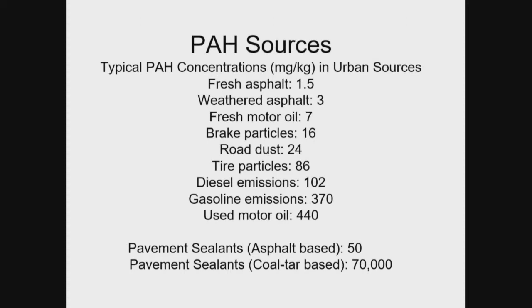So just a little bit at the end here about where this stuff can come from, and I mentioned coal tar several times there. These numbers are sort of a midpoint number when you look in the literature. Fresh asphalt, about 1.5 milligrams per kilogram of PAHs. Fresh motor oil, about 7. Road dust, about 24. Gasoline emissions, about 370. And then asphalt-based pavement sealers are 50, and coal tar-based pavement sealers are 70,000. You'll see numbers in the literature from like 30,000 to 150,000.